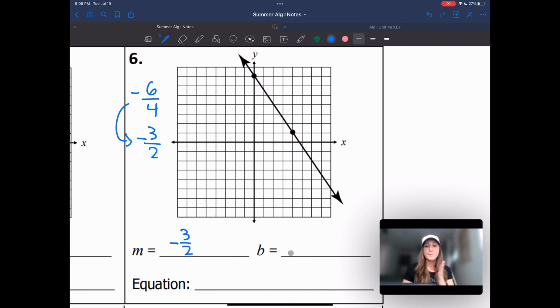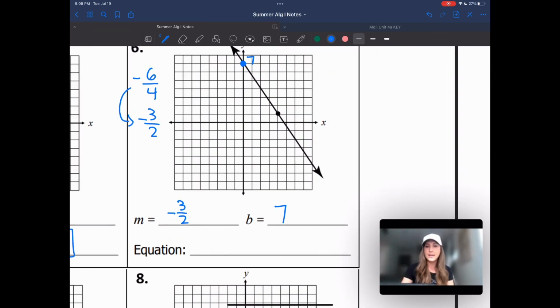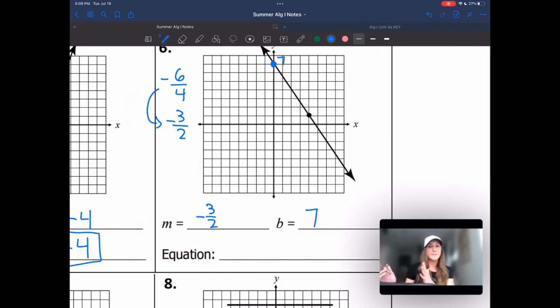Okay. Now b, the easy part, just look at where your line intercepts your y-axis here, which is at this point. And so let's see what that is. That would be 1, 2, 3, 4, 5, 6, 7. That's positive 7 because we went up, so my b equals 7. Okay, equation, y equals mx plus b, so it'd be y equals negative 3 over 2x, plus b, so plus 7.